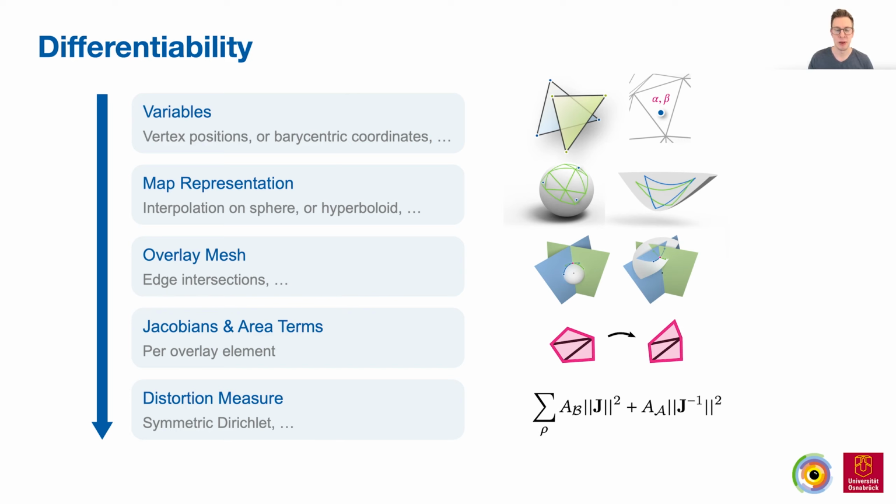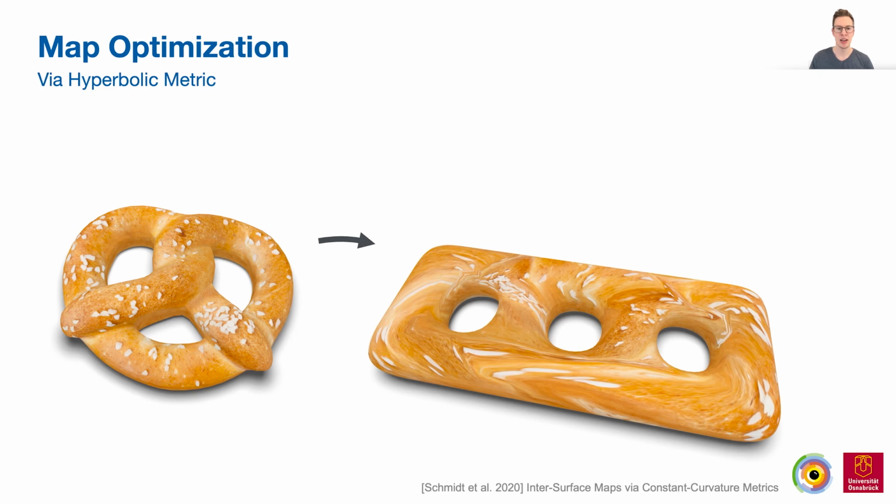The formulation via the plane that we just looked at in detail is one example of how to do this, but these differentiability aspects require us to be quite careful when designing a map representation, and different ways of doing this are definitely still subject to ongoing research. And finally, here's an example of a map optimization via a hyperbolic metric.